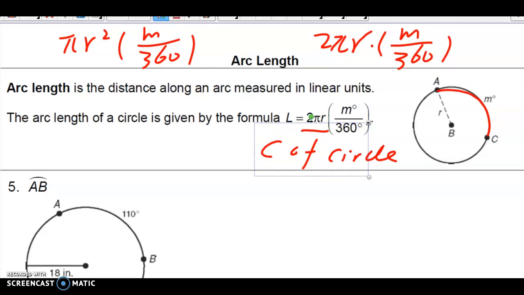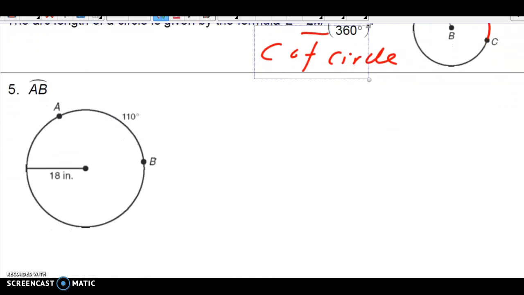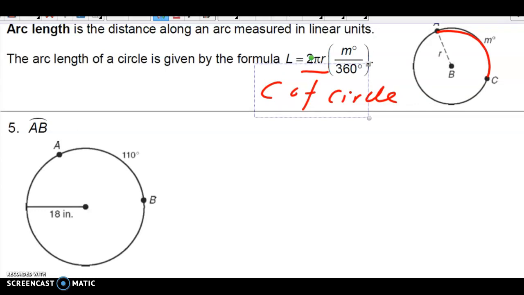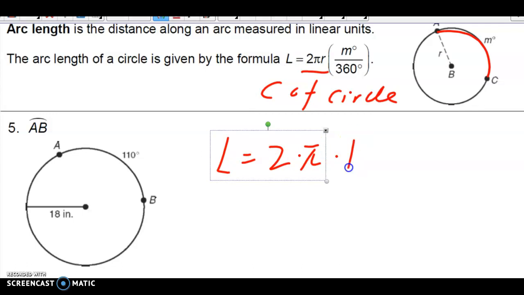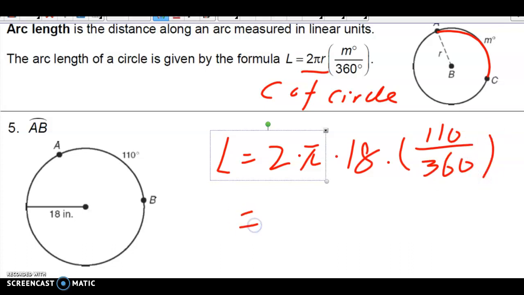All right. So based on this formula, let's see this one. L equals 2 times pi times r, which is 18, times 110 over 360. So you simplify that, the answer will be 11 pi, and the unit is inches. Because this is length, it's going to be the same unit as this.